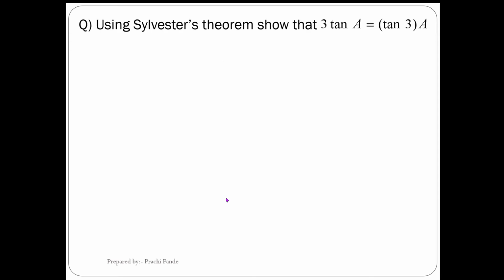Now let's have another example. Here the question is, using Sylvester theorem, show that 3 tan A is equal to tan 3 times A, and the given matrix is [minus 1, 4; 2, 1], which is of order 2 cross 2.